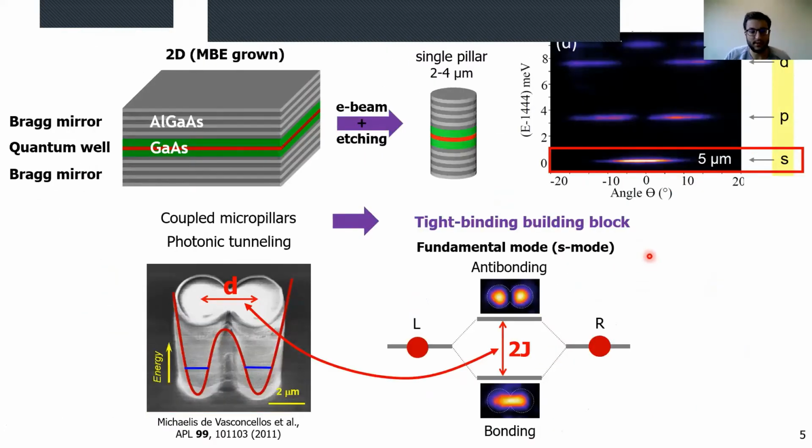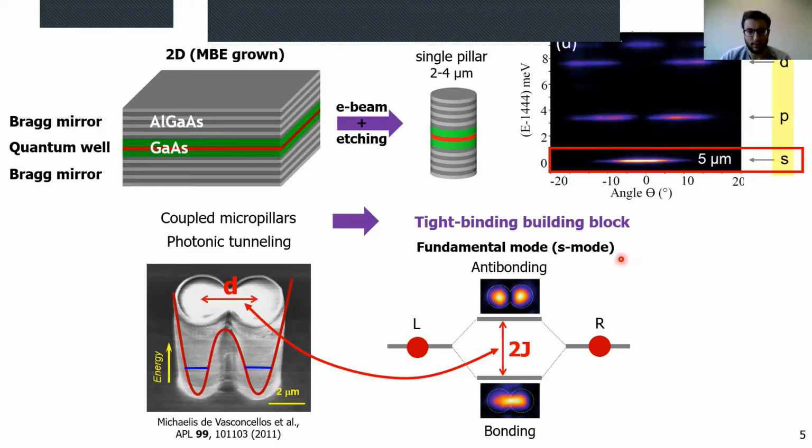Now I will speak a bit about our system. We are using a two-dimensional semiconductor microcavity with gallium arsenide quantum wells. We etch this microcavity into pillars. Here you have the energy spectrum of one pillar, the luminescence, and you can see the different photonic orbitals, the S, the P, and the D orbitals. So these pillars, in fact, act as photonic atoms.